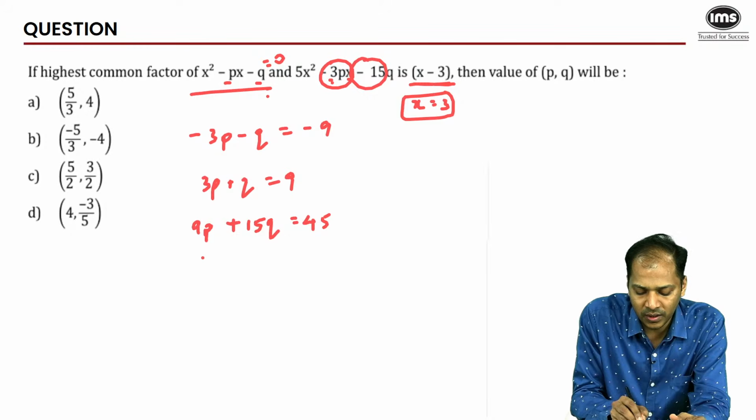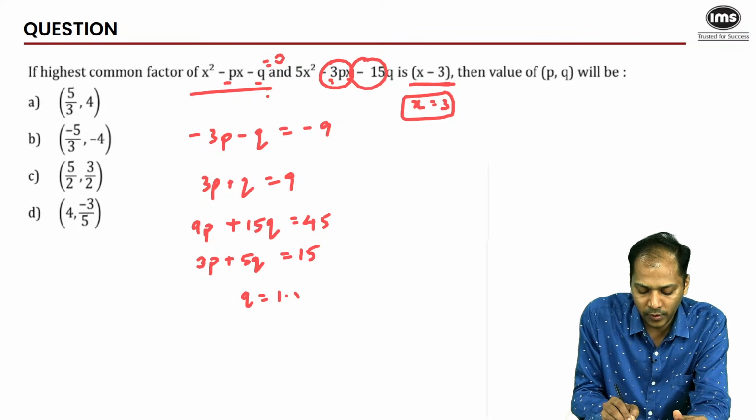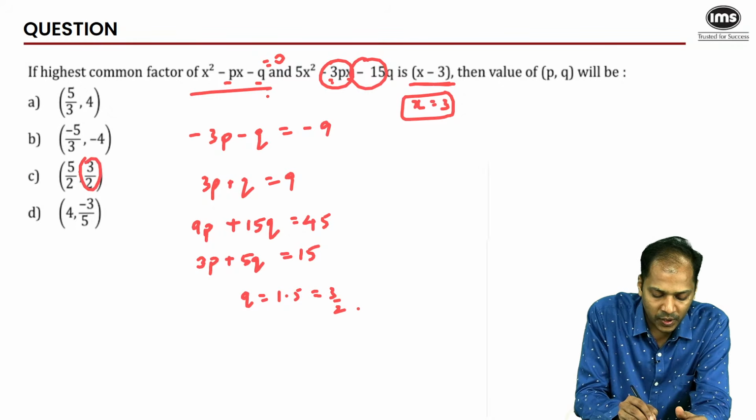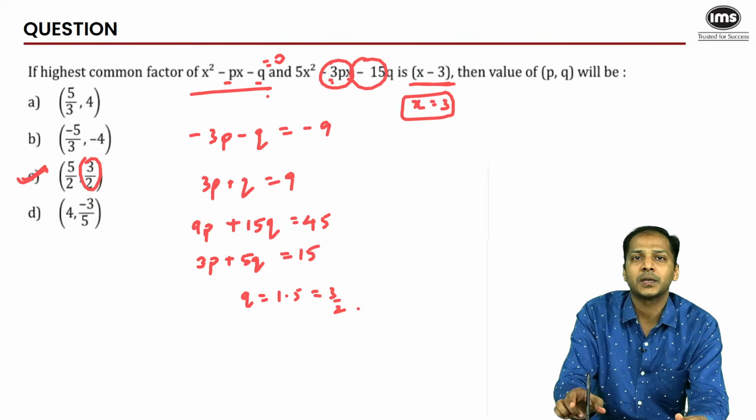All the terms have a 3 in common, so 3p plus 5q is equal to, a 3 cancels out and this becomes 15. Clearly you take the difference, 4q is 6, therefore q is 1.5, which is nothing but 3 by 2. Q equal to 3 by 2 is happening only in option C, therefore my answer to this question would be option C.